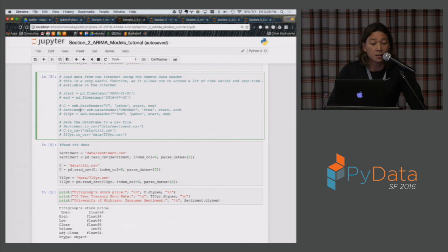It's called Sentiment. And the third one, you can download either from FRED or Yahoo. I download it from Yahoo. It's the 10-year Treasury rate, the interest rate associated with a 10-year bond.